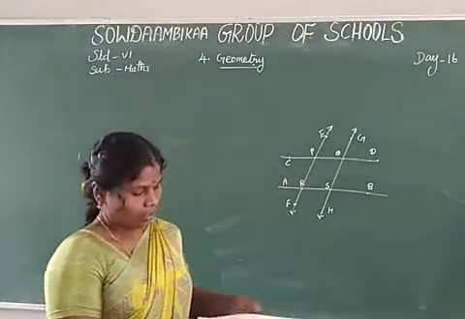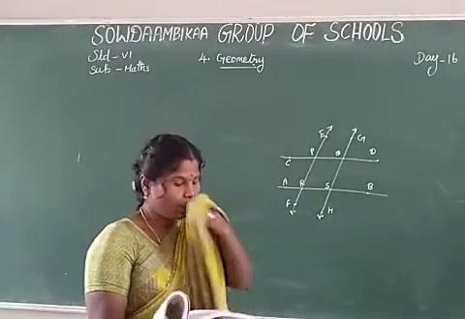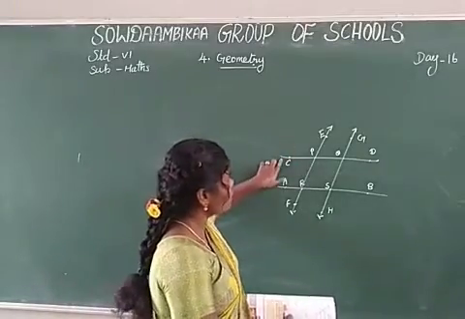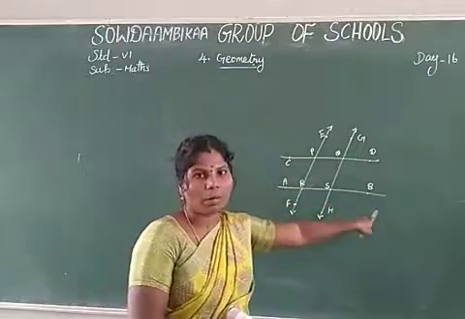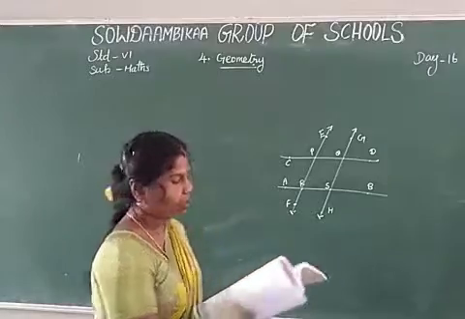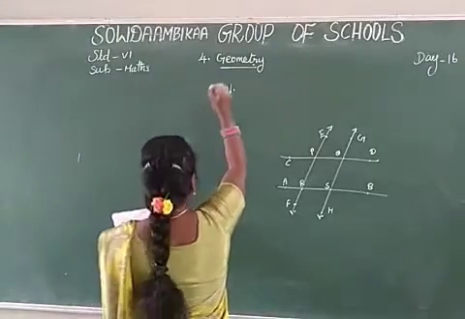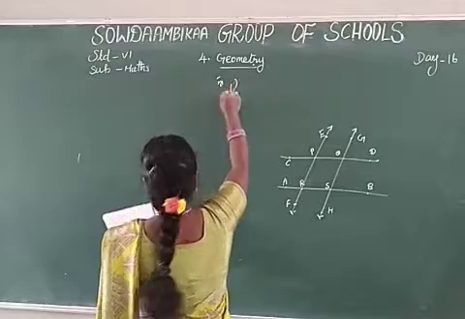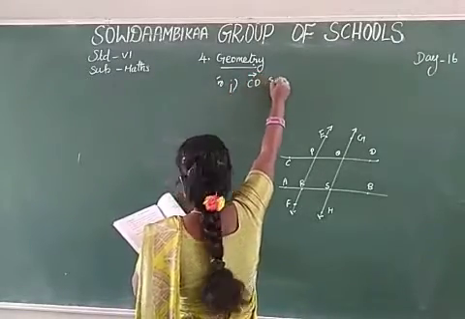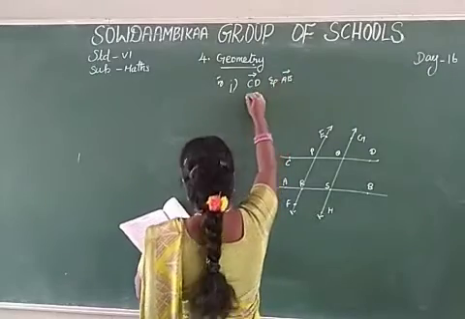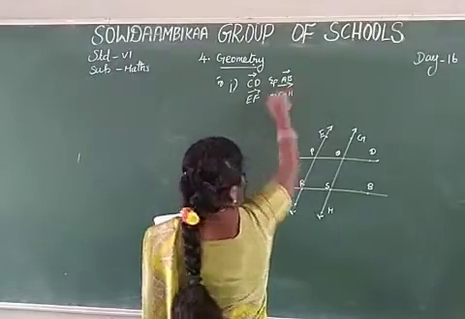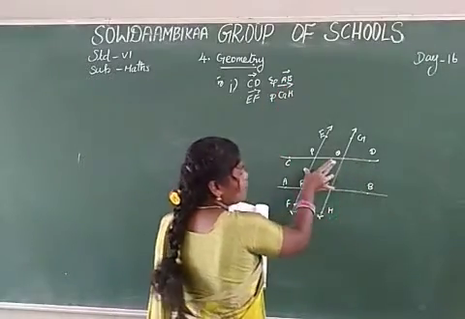Now see the question, first one. Identify the parallel lines. First, this is one parallel line: CD and AB. EF and GH is the other parallel line. So the first question answer: write the parallel lines. CD and AB. The second one, EF and GH.